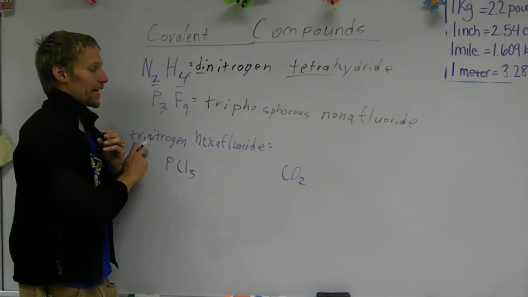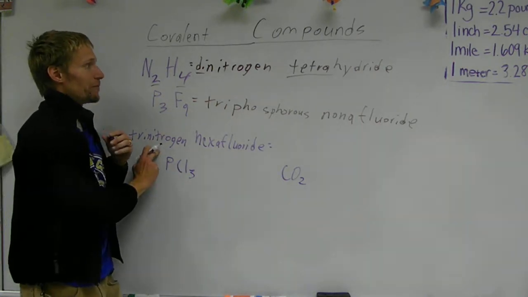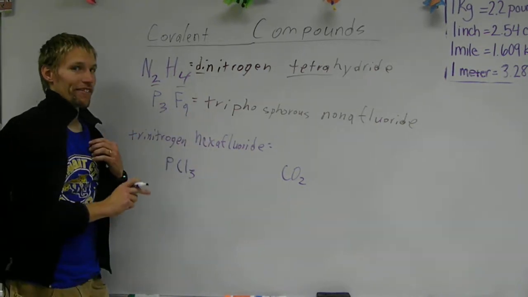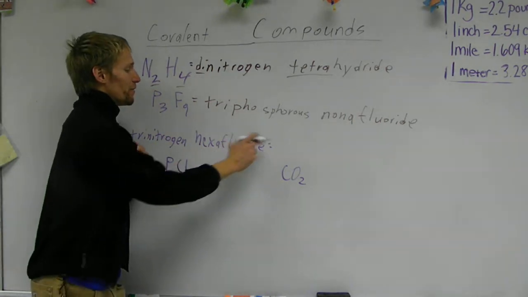Next one, we're going to do the opposite. So this time we have the name and we need the formula. Up here it gave you the formula and you needed a name. Now we have the opposite. It gives us the name and we need the formula.